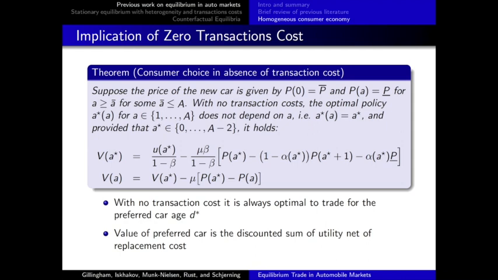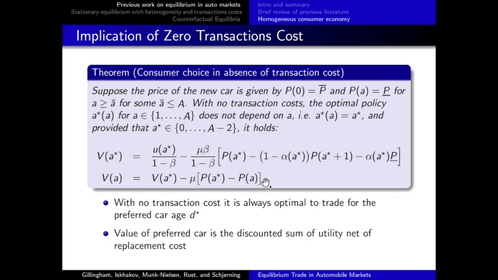There are going to be different consumers doing that for different types of cars, and that's going to determine the prices in equilibrium. Those prices make the values equally high. Now here you have the value function, which is the value of the preferred car. This is the value at any state A, not at the preferred state, but at any state. That's the value of the preferred car minus the cost of getting that car when you have A.